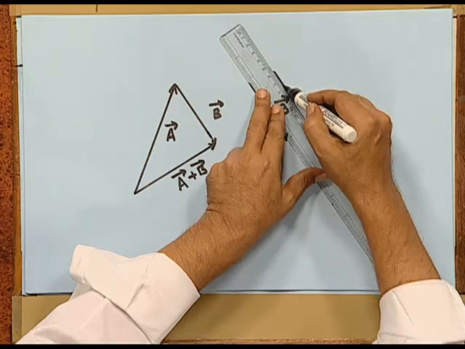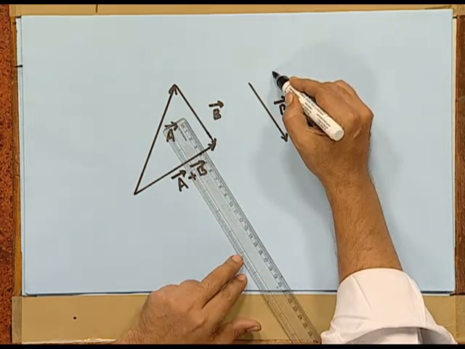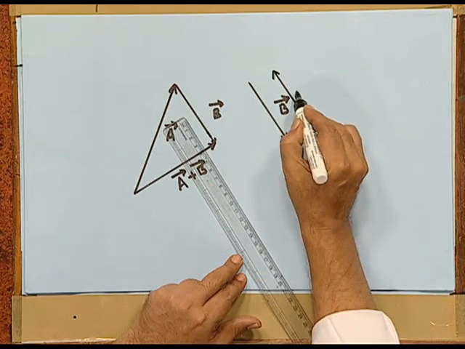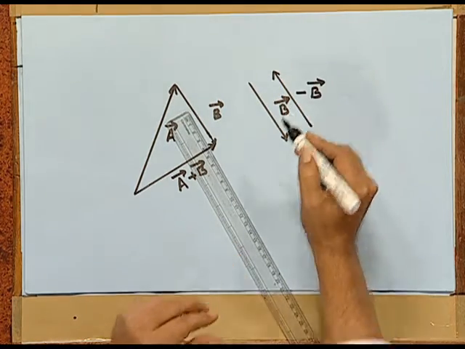Now, if I draw a vector parallel to B of the same magnitude, but in the opposite direction, we call this the negative of the vector B, because it is anti-parallel to the direction of B. If you want to add vector minus B to vector A, how do you do it? Do it by the same method.